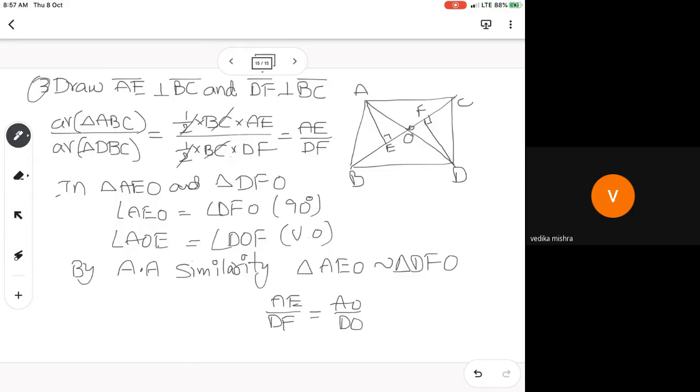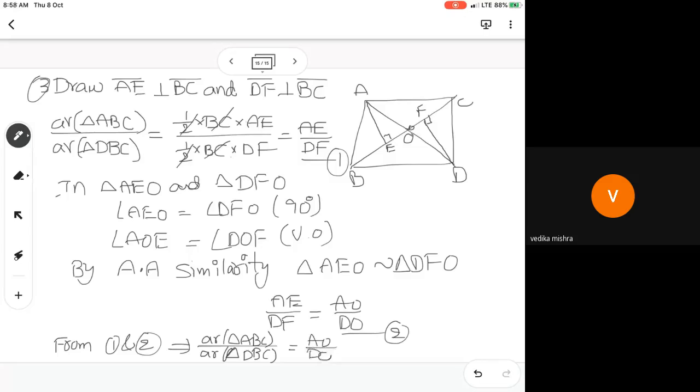Corresponding sides are in proportion. So using that, here you got the two triangles' ratio as AE by DF, and that AE by DF you got as AO by DO. So from 1 and 2 you can say that area of triangle ABC by area of triangle DBC is equal to AO by DO. So this is what we were asked to prove.